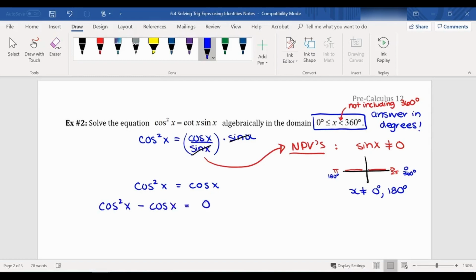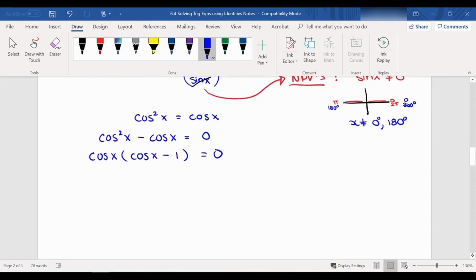Now I've got a cosine in both my terms. I'm going to factor a cosine out, leaving me with cosine minus 1. And this means I either have cosine is equal to 0 or I have cosine is equal to 1.